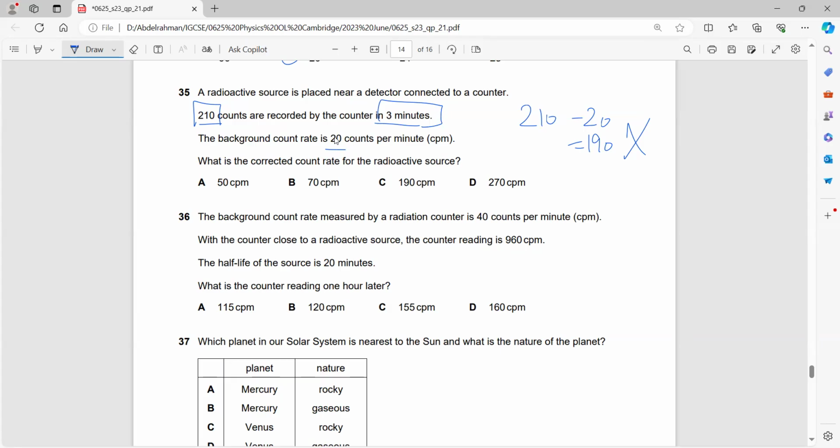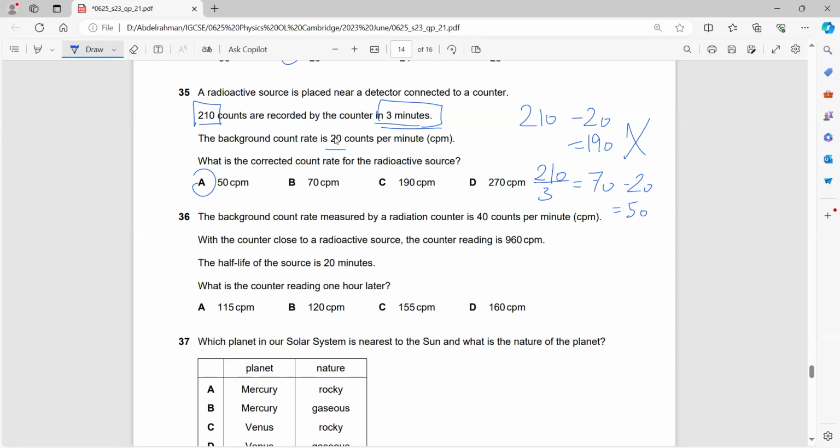No, it is wrong. Why? Because 210 counts are counted in what? In 3 minutes. Did he say that the count rate is now 210 counts per minute? No. He said it's per what? 3 minutes. So actually all you need to do is what? Divide it by 3. So 210 divided by 3 is actually 70. Now you can minus 20. 70 minus 20 would be 50 counts per minute.